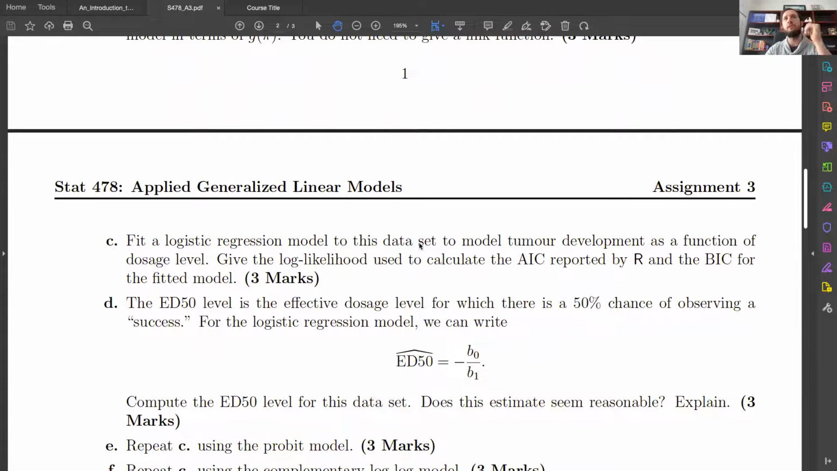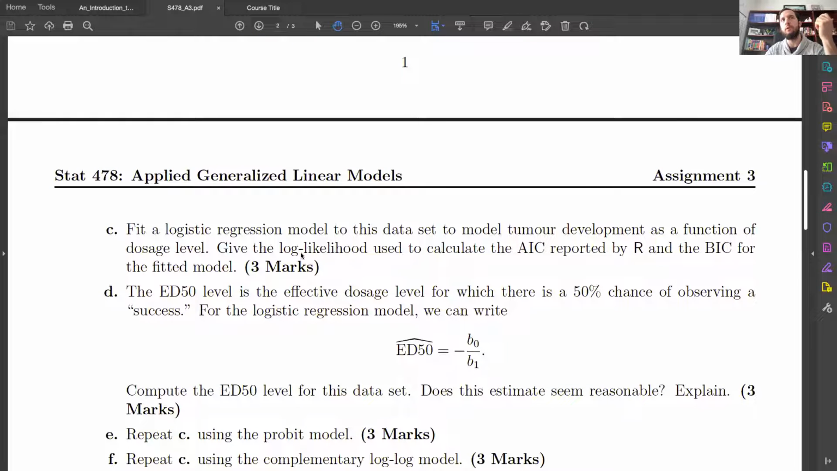Part C, you're going to actually fit the model in R, and you're asked to return 2 values. Okay, so you don't necessarily have to give the R output. You're being asked to return specific values here, in particular the BIC and the log likelihood that was used to calculate the AIC that is reported by R.